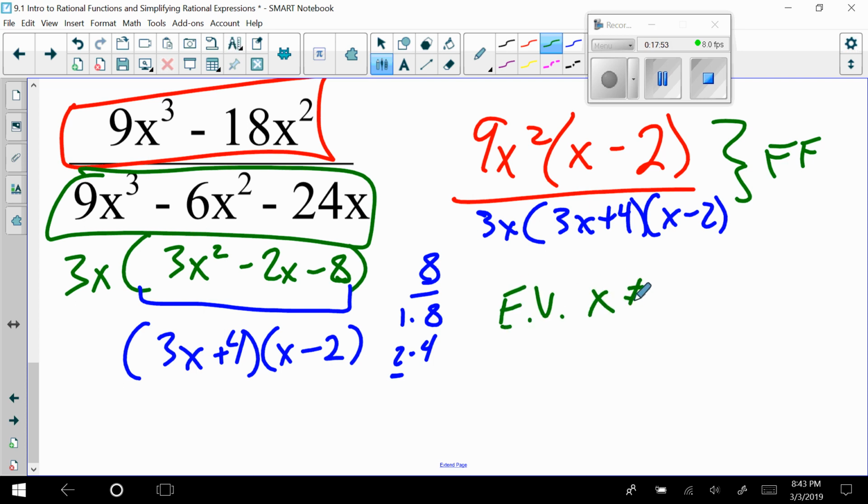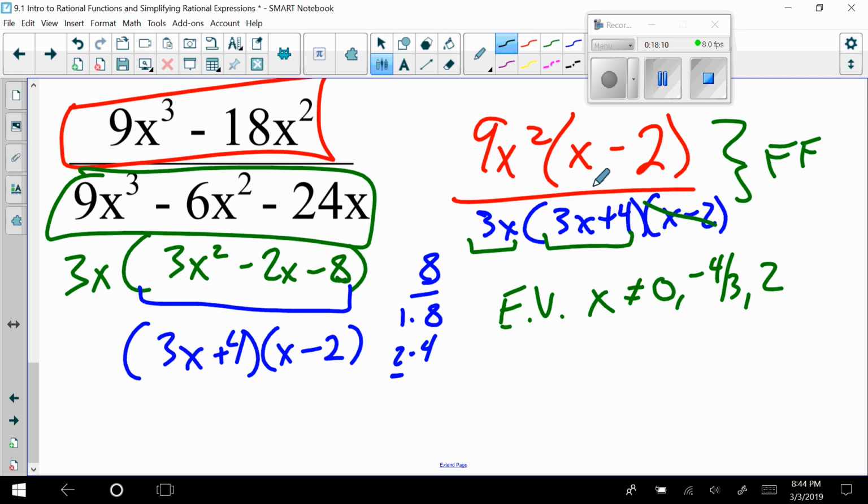x cannot be, well, what would make this part 0? 0. What would make this part 0? Well, after you do your little math there, that's negative 4/3. And then 2. So I have 3 excluded values. No biggie, that is no big deal. We can have that many.